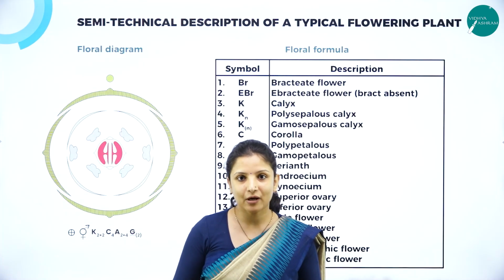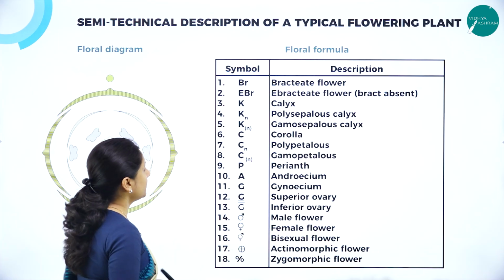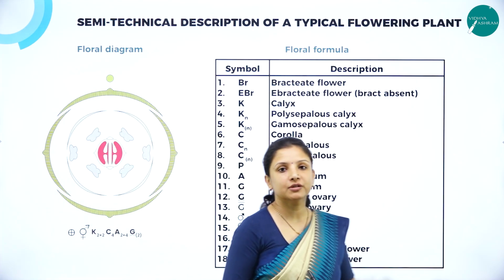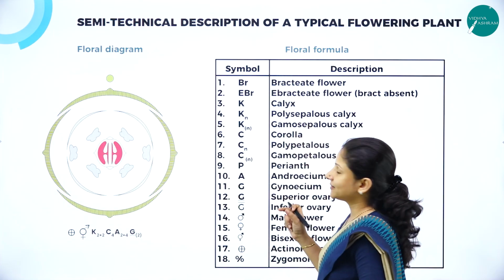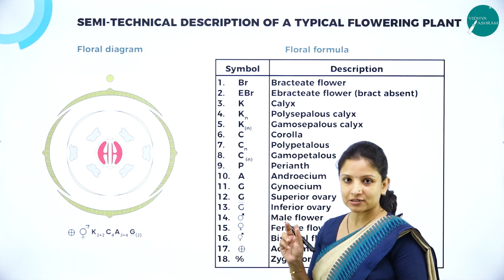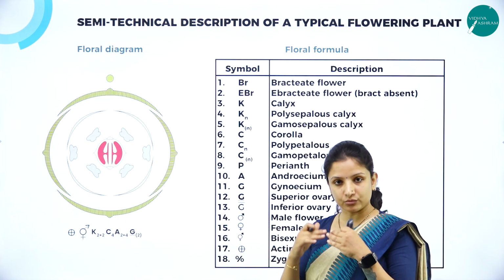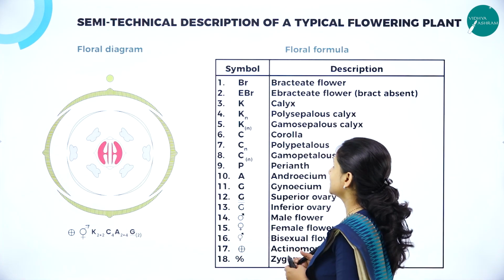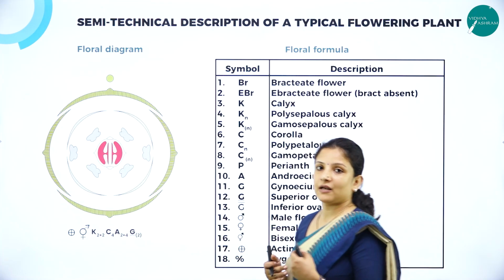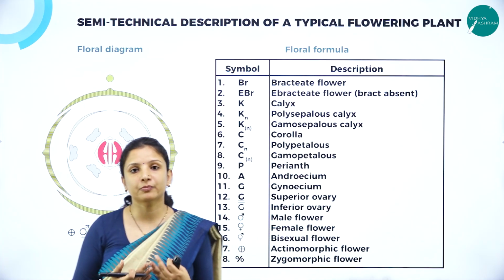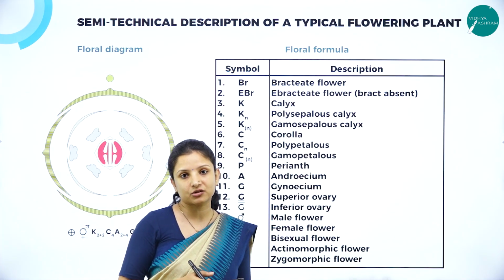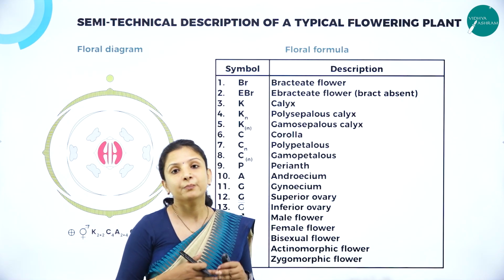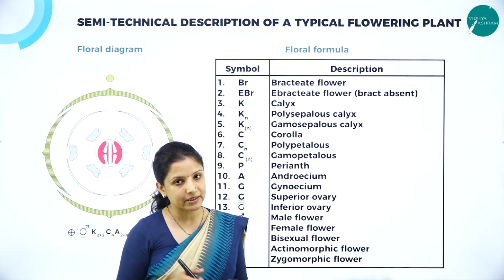So now let's study about the semi-technical description of a typical flowering plant. So there are some symbols that are given and some descriptions for that particular symbol which we need to use while writing the floral formula. So let's see what those symbols are. So I told you the flowers, they have the bracts, right? So bracts are nothing but the leaf-like structures that are present at the base of the stalk of the flower or the pedicel of the flower.